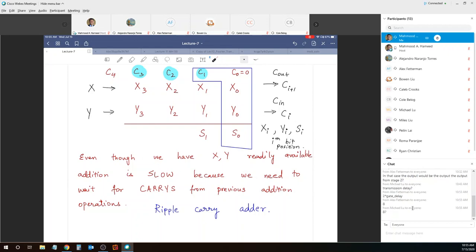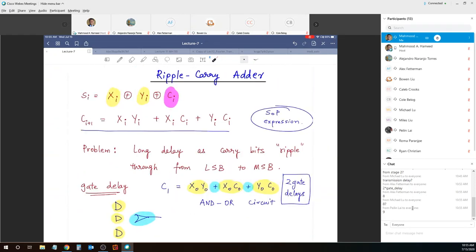Alex says 8. So I'm going to add up like this. You see, 2 gate delays, 4, 6, 8. So there should be 8 gate delays involved for 4-bit addition. 8 gate delays.